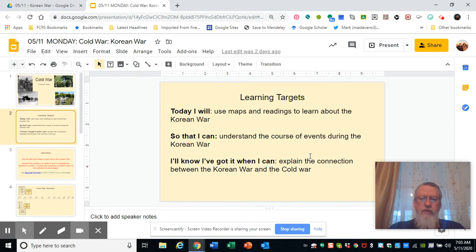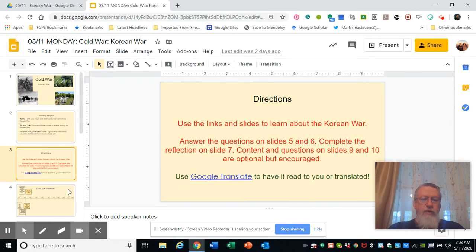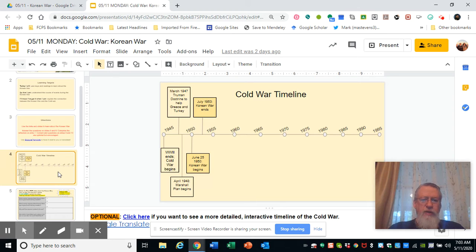Then you have your learning targets where you're going to be working to understand the course of events during the Korean War. Your directions that tell you where to go to do your work. And then the timeline, again, pointed out it started in 1950 and ended in 1953.